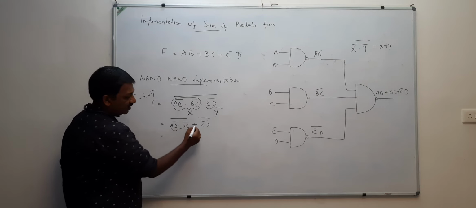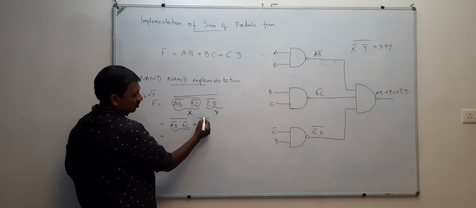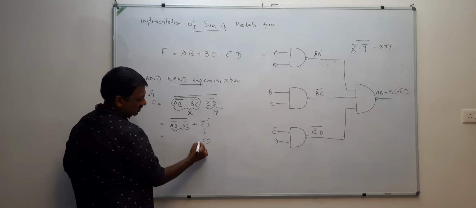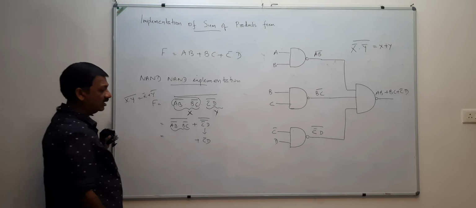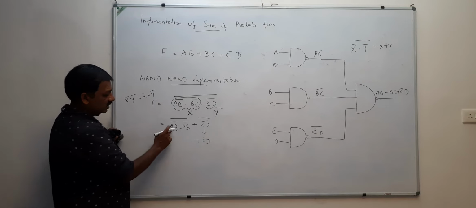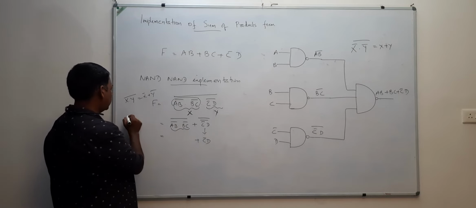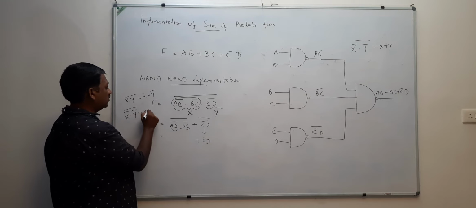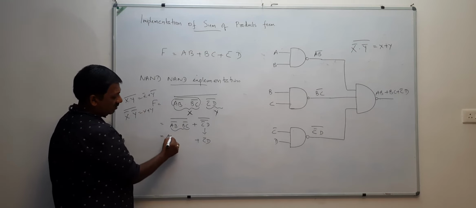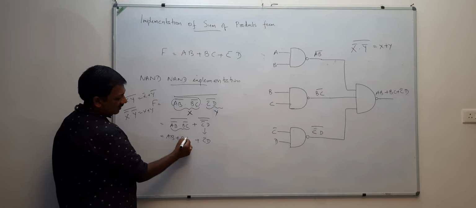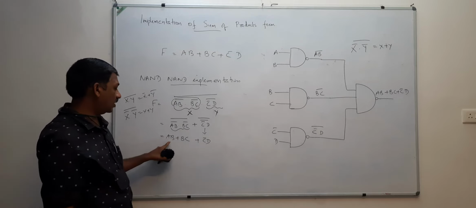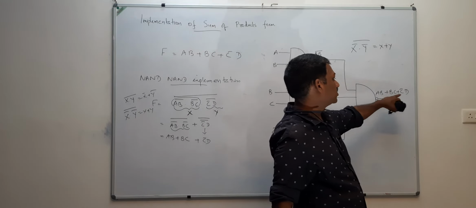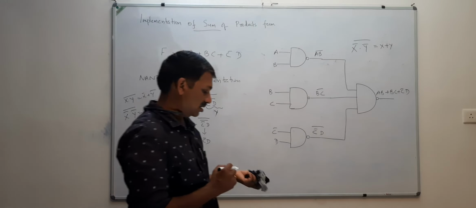That is, here C bar D bar, the whole bar is equal to, this will become C bar D plus, what is X bar dot Y bar the whole bar? X bar dot Y bar the whole bar is equal to X plus Y. This is AB plus BC. That is why you have AB plus BC plus C bar D. That means you get AB plus BC plus C bar D.